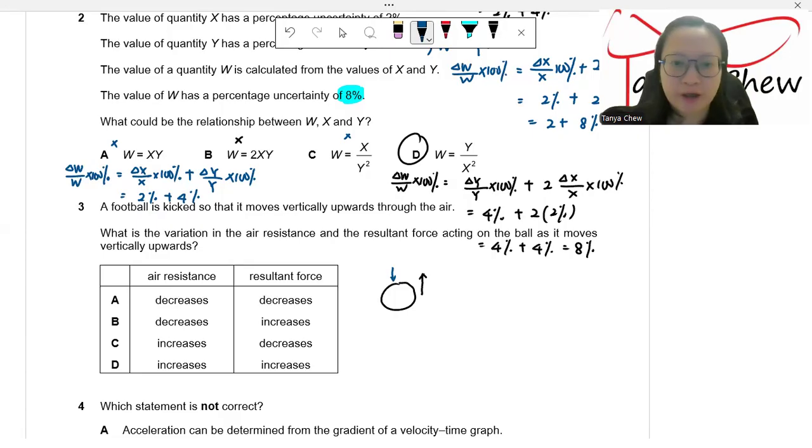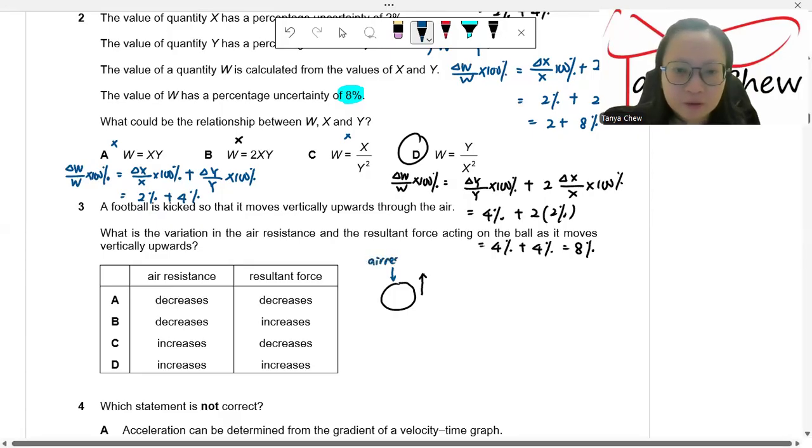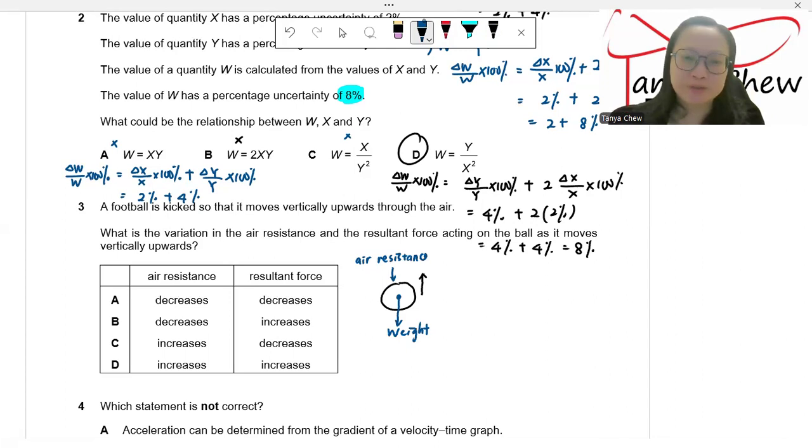So you have to be extra careful. This is my air resistance. Air resistance is here. And of course, when the ball is kicked upwards, there must be a weight acting on the ball. Now, the question asks, what is the variation in the air resistance and the resultant force acting on the ball as it moves vertically upwards?